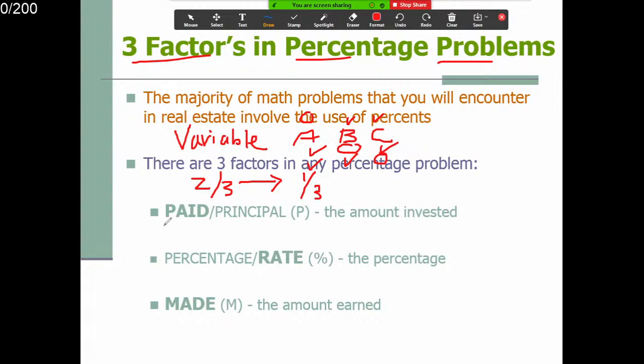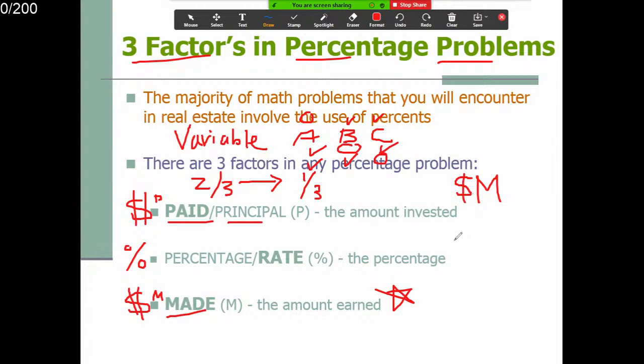So the first variable is how much you paid, or the principal, right? Second variable is the percentage. And then the third is how much you made. This is P and this is how much you made. So what's more important, right? Always, how much money you make, right? The big M, the big dollar sign, and it's divided by how much you pay, times your percentage. So this is how you arrange it.